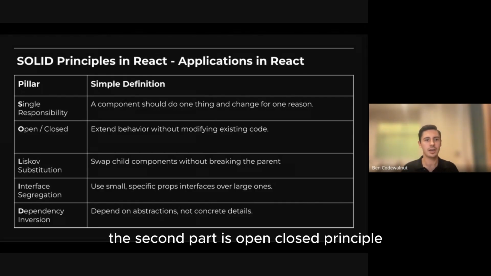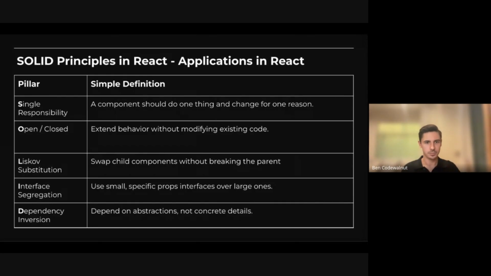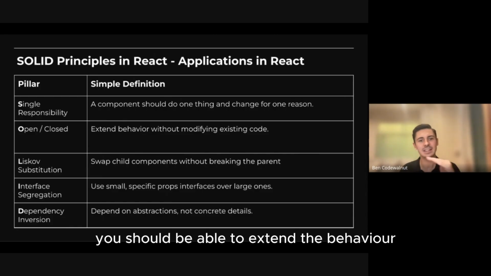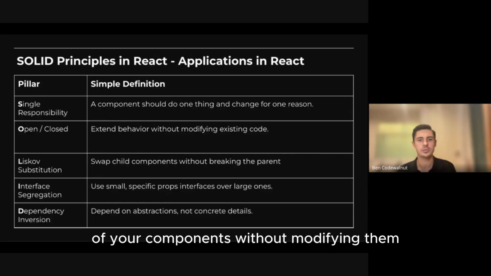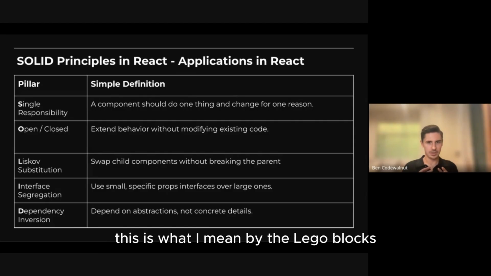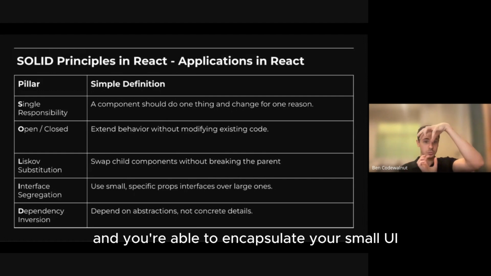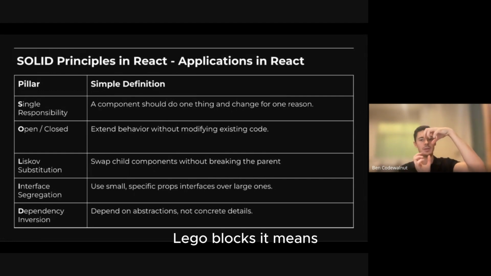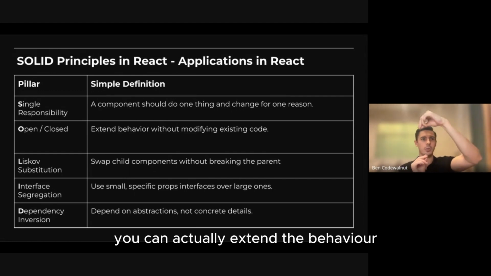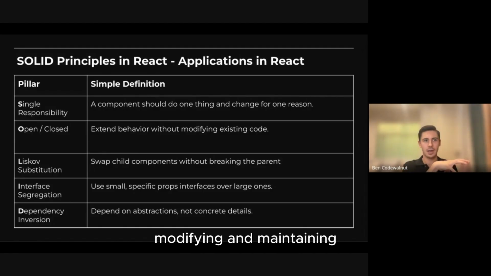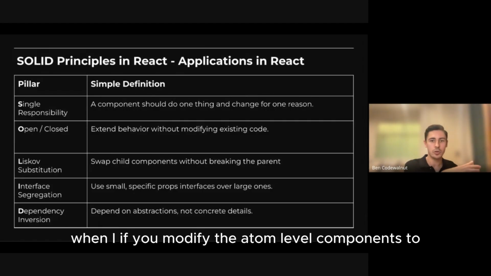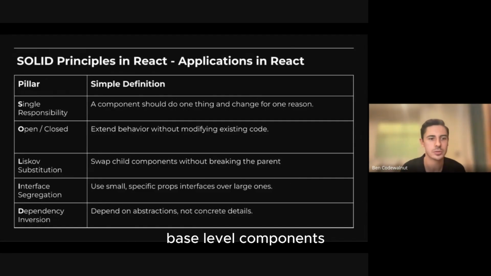The second part is the open-closed principle, which is you should be able to extend the behavior of your components without modifying them. This is what I mean by the Lego blocks. If you build your Lego blocks in the right way and you're able to encapsulate your small UI Lego blocks, it means you can actually extend the behavior without having to worry about modifying and maintaining. And am I breaking something if I modify the atom level components to base level components?